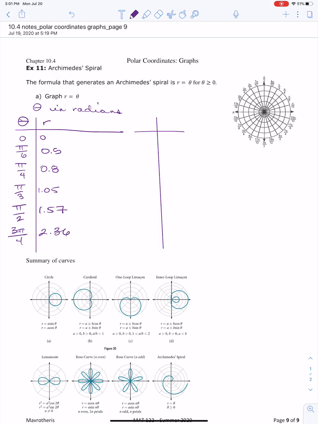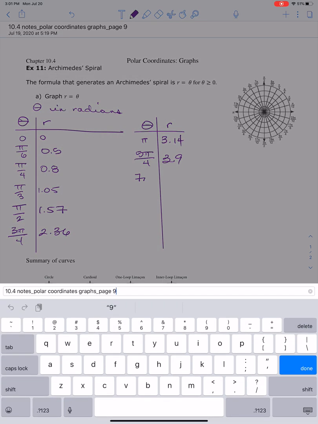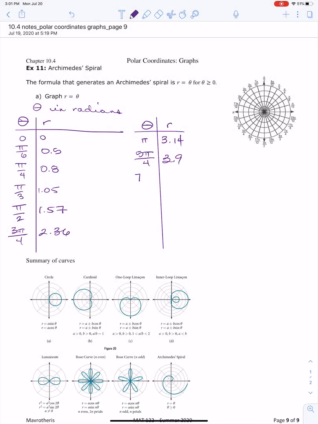How big is our graph? Does this one go to 1, 2, 3, 4, 5? So let's keep going. Pi, 3.14. 5 pi over 4, and we're at 3.9. 7 pi over 4. I'm not really sure why I'm picking the pi over 4s. No, let's not do that. Let's go 3 pi over 2, and we're at 4.7. 2 pi, and we're at 6.28 or 6.3.